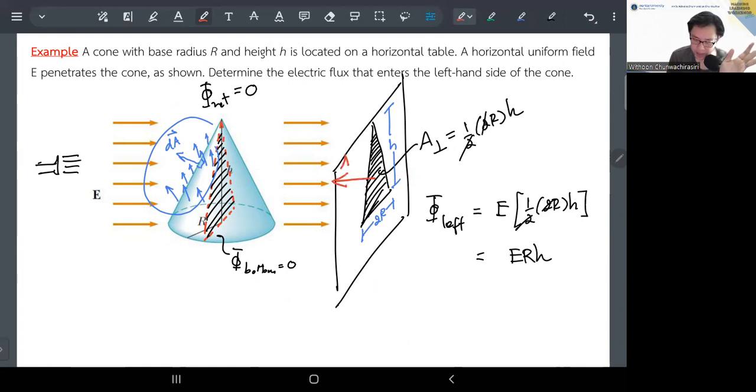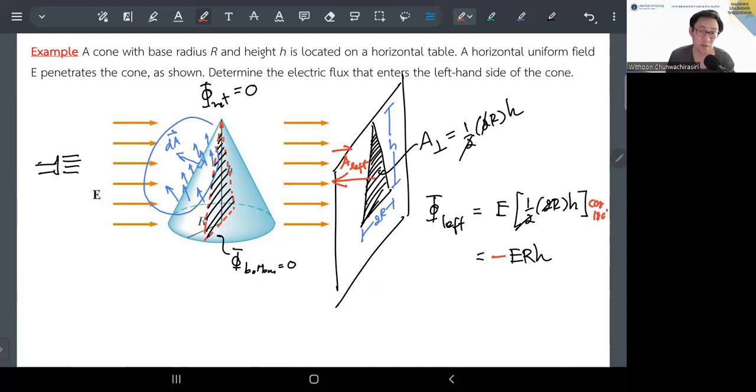That is your A. Let me call it a left vector. Cool? So that means it makes a 180-degree angle with the E, so you need to take the cosine 180 along with this as well. Does that make sense? All right. And that means you get a negative sign, which has to be, because on the left-hand side of the cone, the electric field is entering the cone. So when it's entering, it's a negative flux.